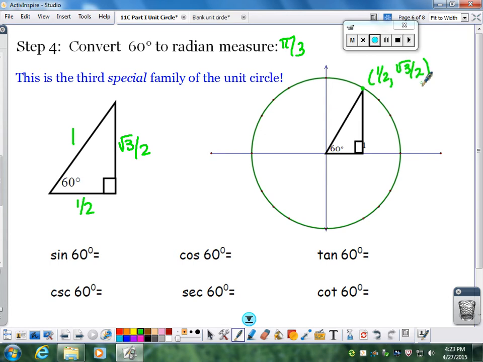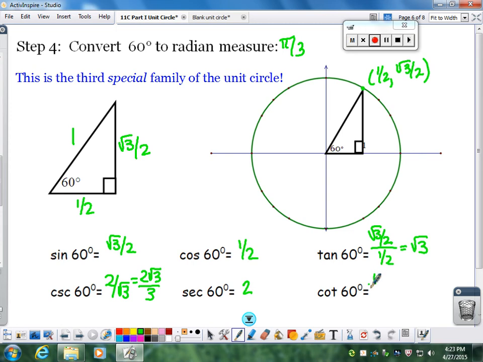All right, sine of 60 degrees. That's opposite, so that's the square root of 3 over 2. Cosecant is going to be the reciprocal. We're going to rationalize. Cosine of 60 degrees is 1/2. So the reciprocal, secant, is going to be 2. Tangent is the square root of 3 over 2, opposite over adjacent, which simplifies to the square root of 3. So cotangent is going to be the reciprocal of that, and we're going to rationalize it and get the square root of 3 over 3.